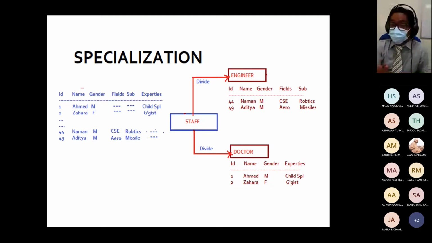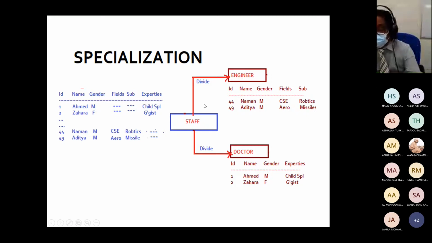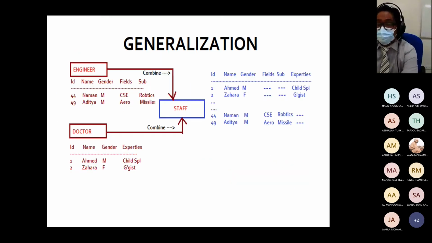You cannot do this in the ERD of chapter 2, because we are only at the high level, which is only the entity staff. Remember, we don't even mention specializing or splitting them into smaller subparts of an entity. We don't do that. So it is only possible in EERD, the enhanced entity relationship diagram.